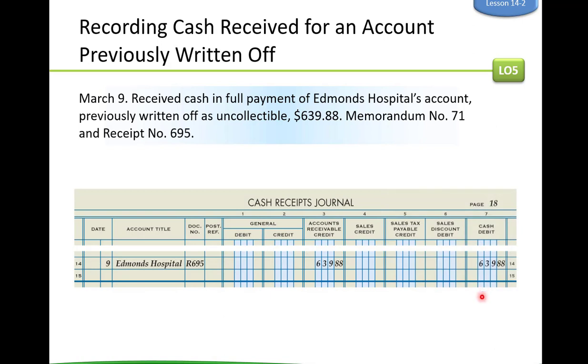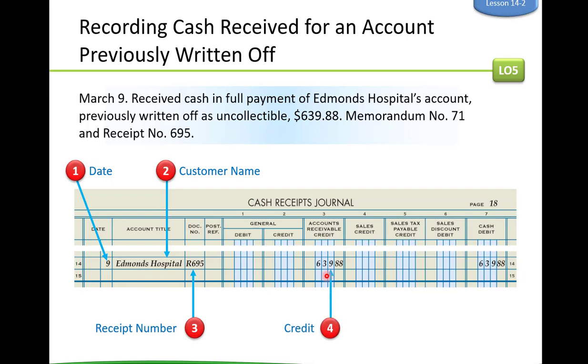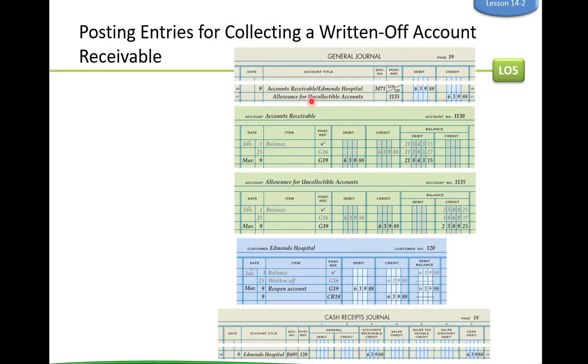On the cash receipts journal, we are going to do the receipt R, $6.95. Again, refer to our date and the customer name. Then we'll give them a credit and the cash debit, and then we'll post those to all the different accounts.